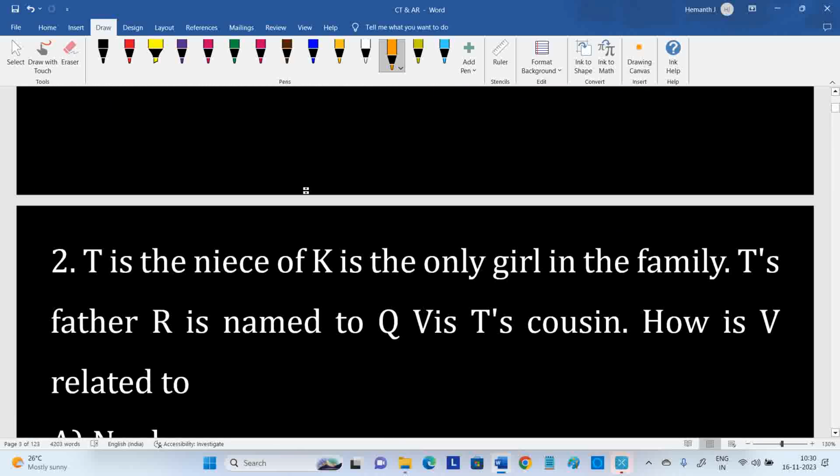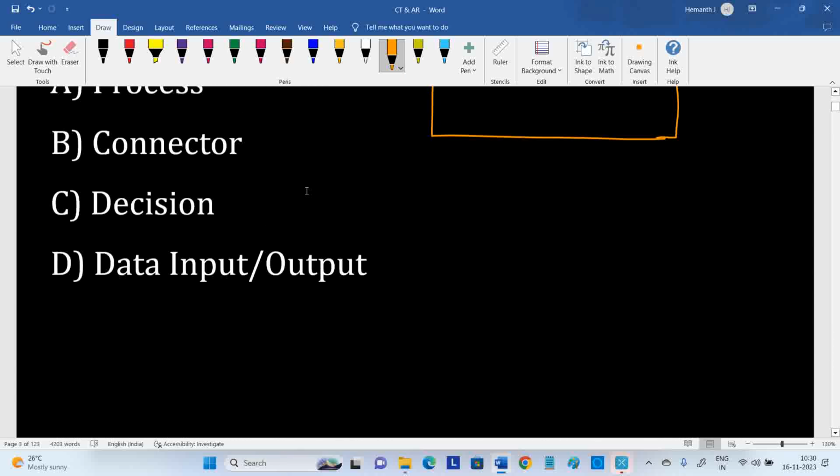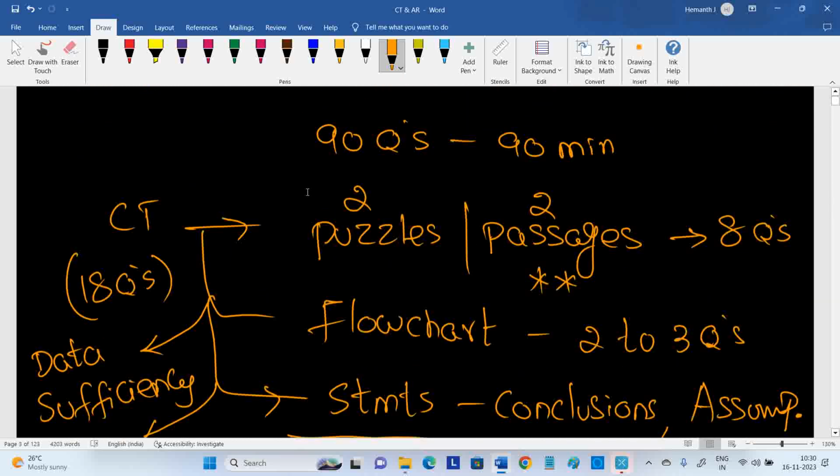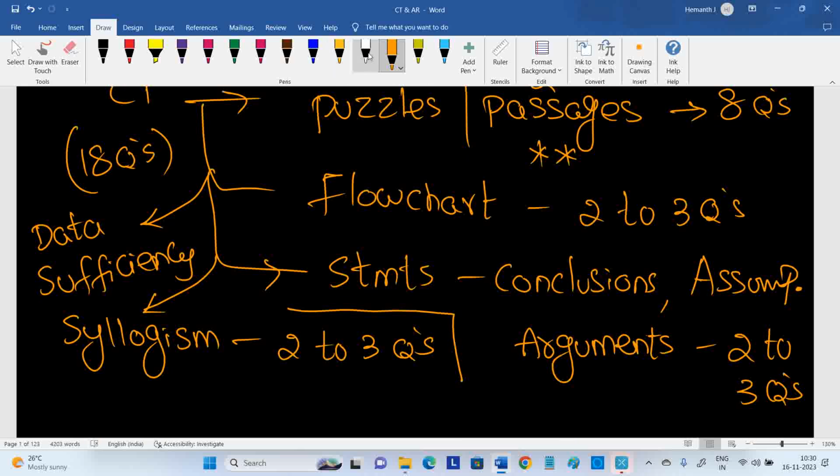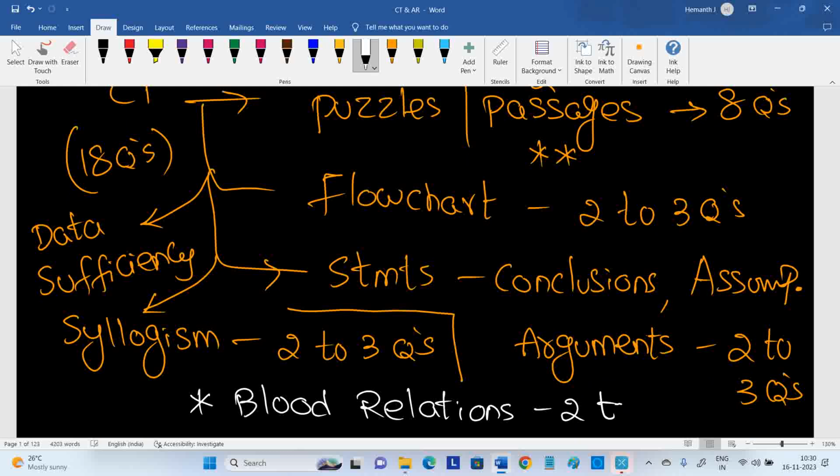Next one, blood relations. I missed mentioning it here, so sorry, add blood relations here also. A couple of days before, I shared a blood relations video in your group for this purpose only. You can expect 2 to 3 questions from blood relations. They are adding blood relations in critical thinking also.